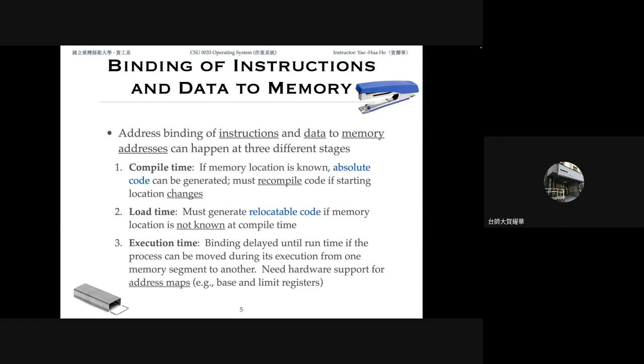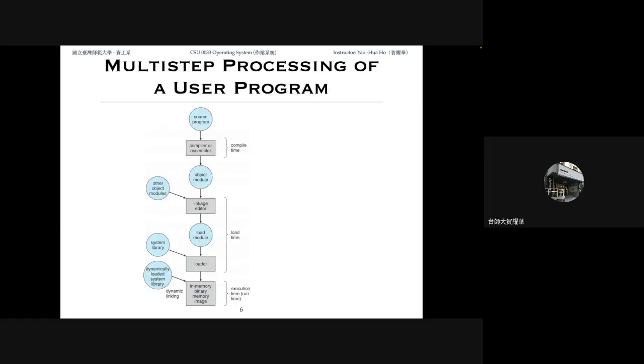The binding of that address space is delayed until runtime, and the process can be moved during execution from one memory segment to another. That's needed for the hardware support for mapping at execution time. We'll talk about that in more detail later on.